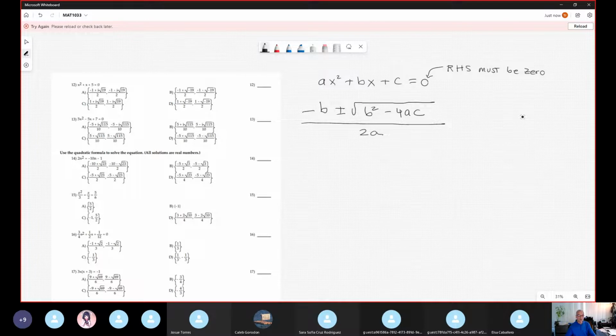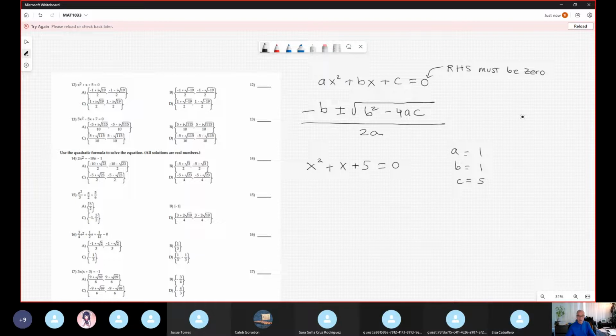Okay, example 12. x squared plus x plus 5. Nice, it's already in standard form. You immediately identify who is a, b, c. It's obvious that a is 1, b is 1, and c is 5. Is this idea clear or no?